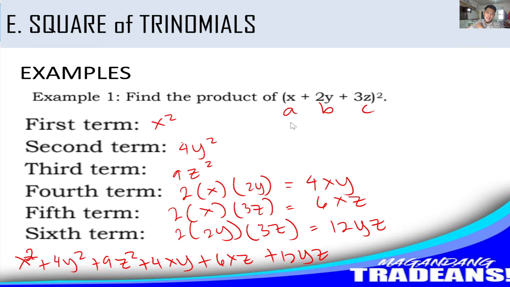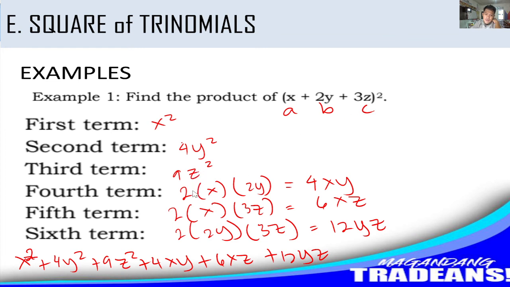Okay, ulitin ko, first term, kunin lang daw ang a squared. Second term, kunin lang ang b squared. Third term, kunin lang ang c squared. So how do we get that one? Ang a natin is x, ang b natin is 2y, ang c natin is 3z. Ibig sabihin ng squared is i-multiply siya sa kanyang sarili. Example, our a squared is x times x, that is x squared. B squared is 2y times 2y, that is 4y squared. C is 3z times 3z, that is 9z squared.